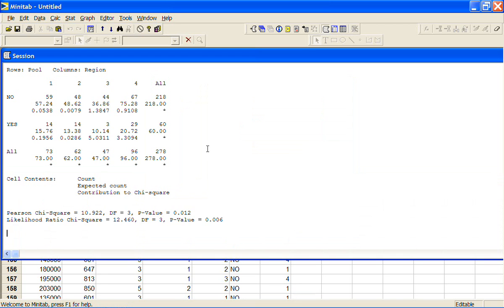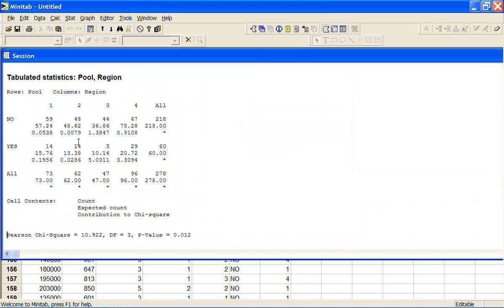Okay. Now here, if I look at the table, you'll see that each cell, instead of just having one number, has got three numbers. The top number is the observed value, the second number is the expected value, and the third number is the contribution to the test statistic, which is the observed minus the expected, squared, over the expected. You don't have to calculate this by hand, that's just for your information.